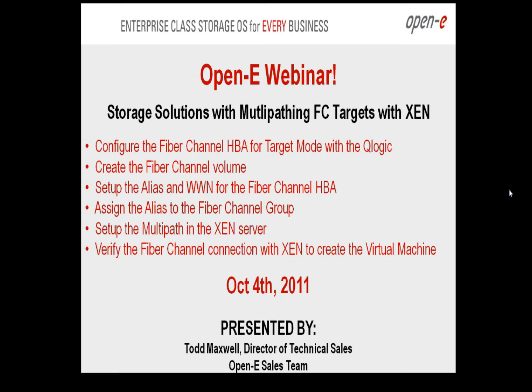What we're going to do then, we'll create the Fibre Channel volumes, then set up the alias and worldwide name for the Fibre Channel HBA. And once we do that, then we'll go ahead and complete the aliases for the Fibre Channel group and assign them for the Fibre Channel group. And then what we'll do is set up the multipath in the XEN, and I'll show you what we need to do there, and then verify the connection with the XEN to create the virtual machine.